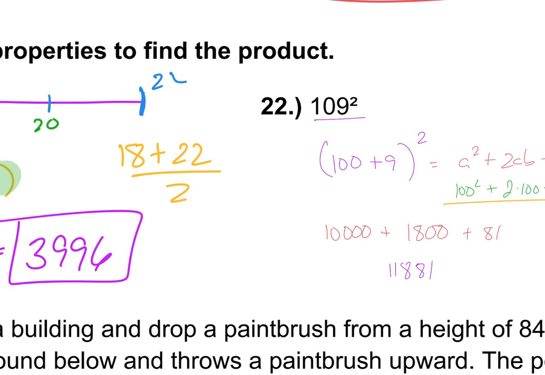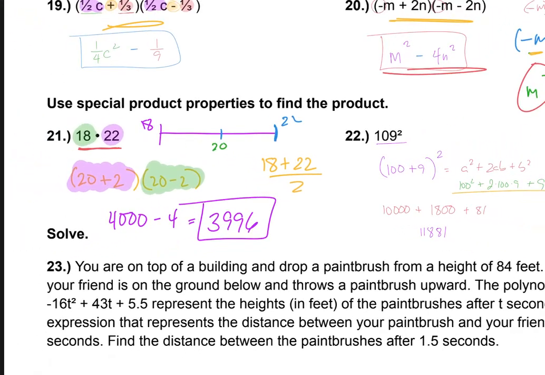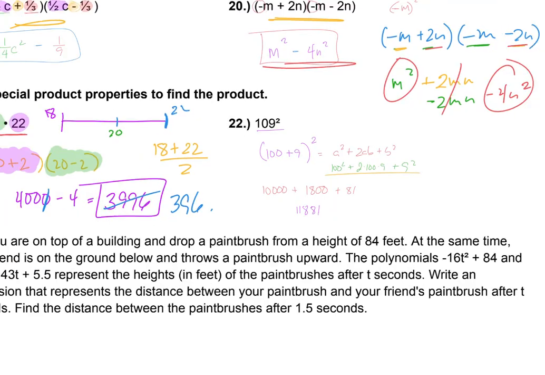Okay, and actually, I was thinking 100 times 100, yes, 10,000. But 20 times 20 is not 4,000. It is 400, so this is just 396. Just kidding.